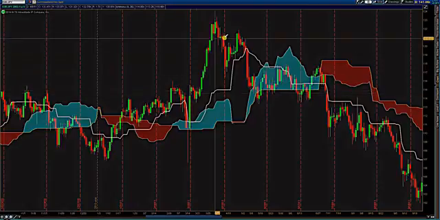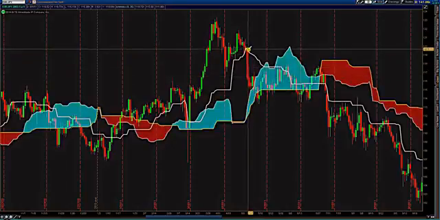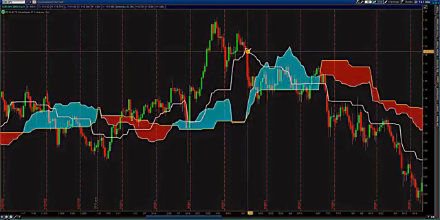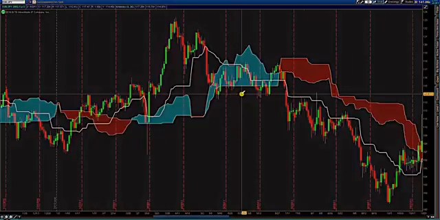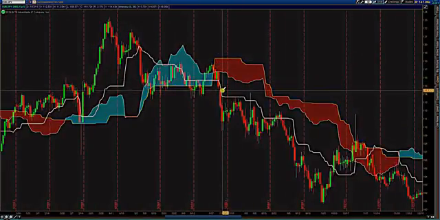we could have gotten out on a price break below, and it broke below and closed below at 119.52. So from 114 to 119. Another example here, price broke below the Kijun, would have got in.